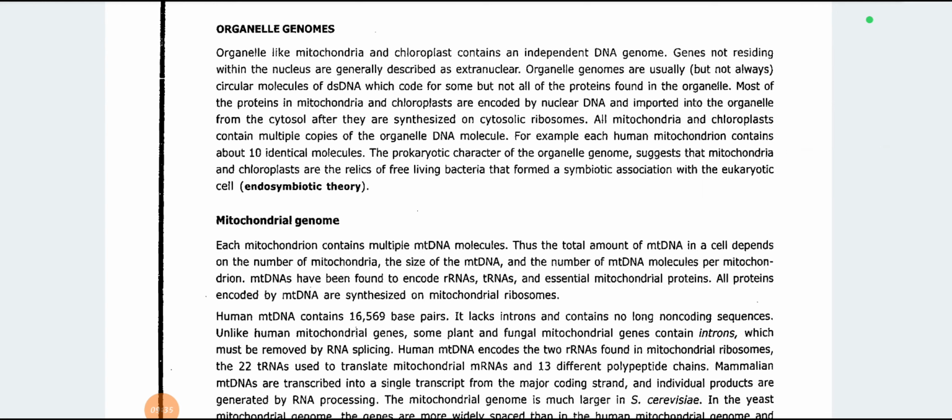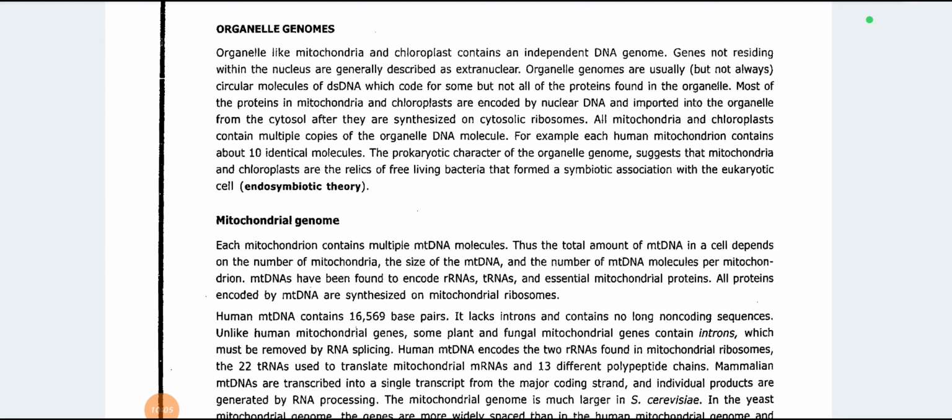Next is organelle genome. We talked about organelle genome earlier also. Mitochondria and chloroplast contain independent DNA genomes. Genes which are not residing in the nucleus are said to be extranuclear genes. Organelle genomes are circular molecules, though not always. They are double-stranded DNA which code for some but not all of the proteins found in the organelles.